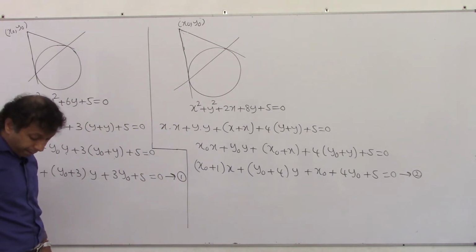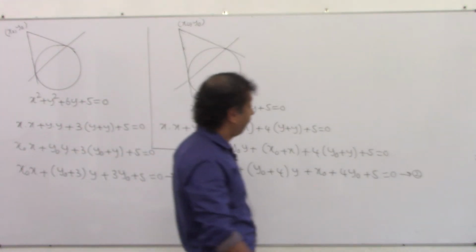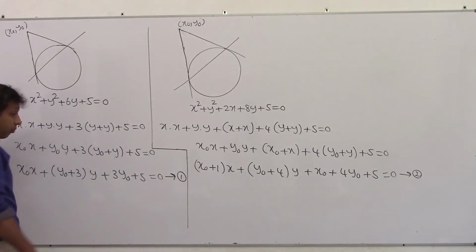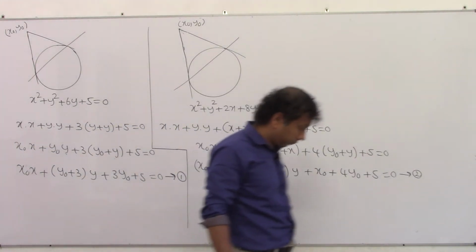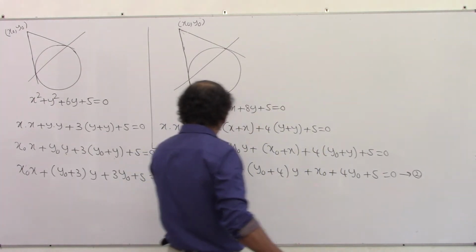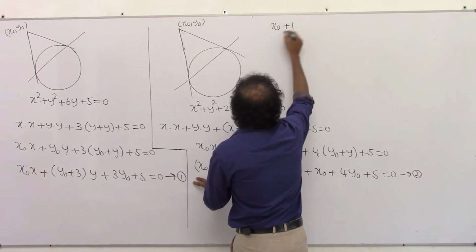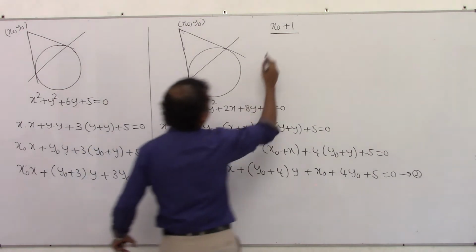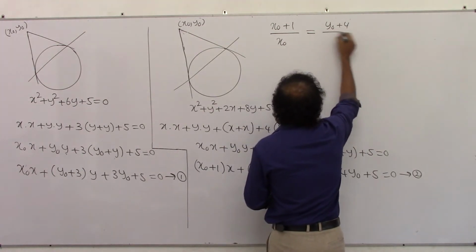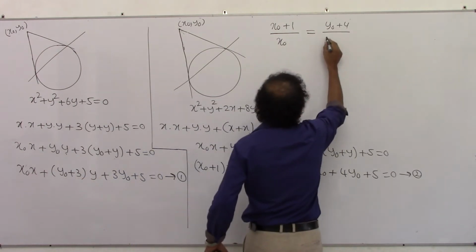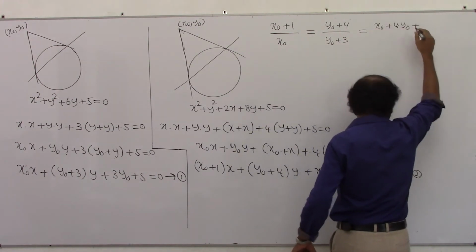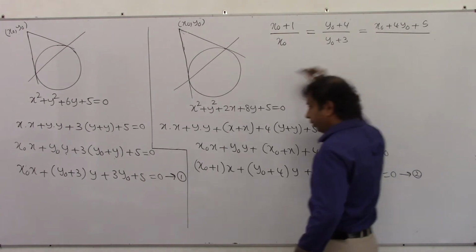When the equations 1 and 2 represent the same chord of contact, we can write it this way. x naught plus 1, here the x coefficient, divided by x naught; y naught plus 4 divided by here y naught plus 3; here x naught plus 4y naught plus 5 divided by here 3y naught plus 5.